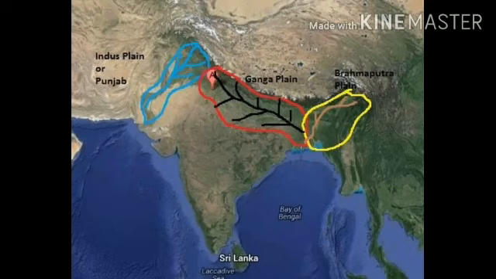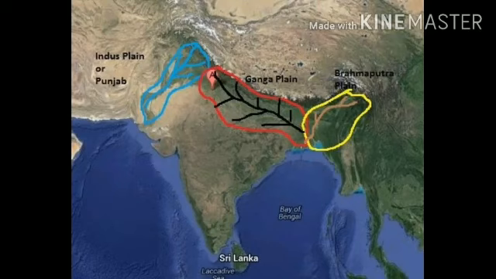Students, the Punjab plain is also dominated by Doabs. Students, what do you mean by Doab? Yes, it refers to the area between two rivers. Let us discuss the Ganga plain. It is the middle part of the northern plain. It extends from the Ganga river to the Tista river through the states of Haryana, Delhi, Uttar Pradesh, Bihar, partly Jharkhand and West Bengal.